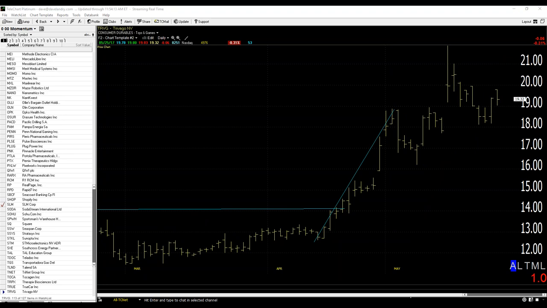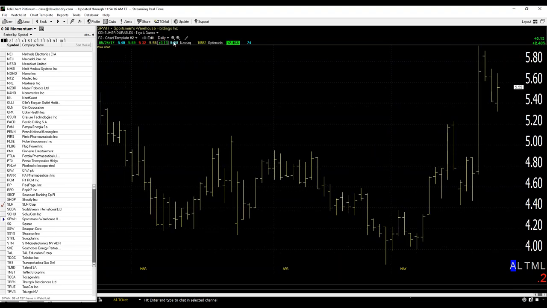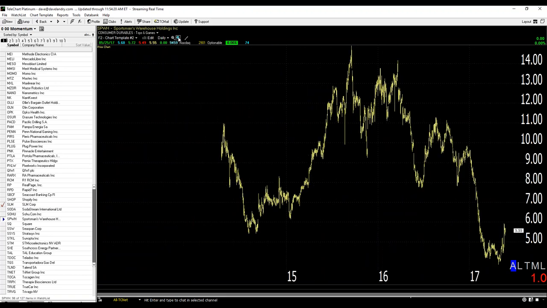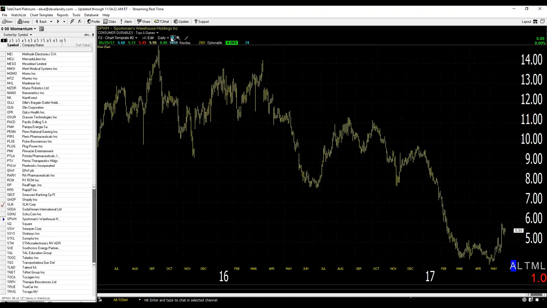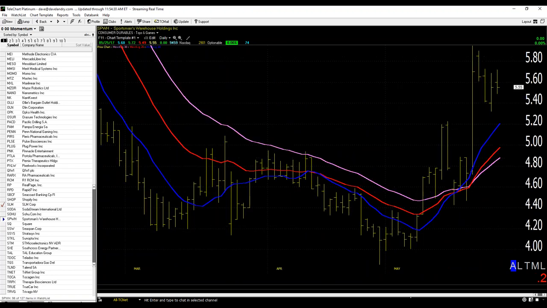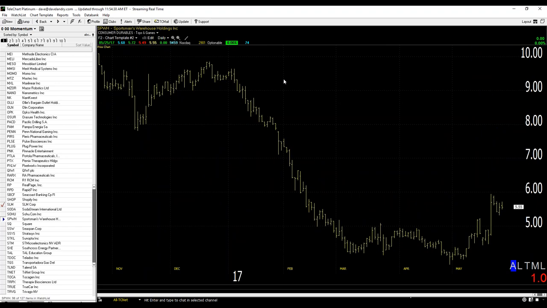SPWH. Yeah, this looks okay. Let's pick it apart a little bit. It's not bad, okay? You do have a little overhead supply around $8 a share. I guess that'd be a good problem to have. It's kind of bow tie-ish, pulling back. You just really have this one big bar up, but it's okay. It's not bad. You've got a nice cup pattern here.